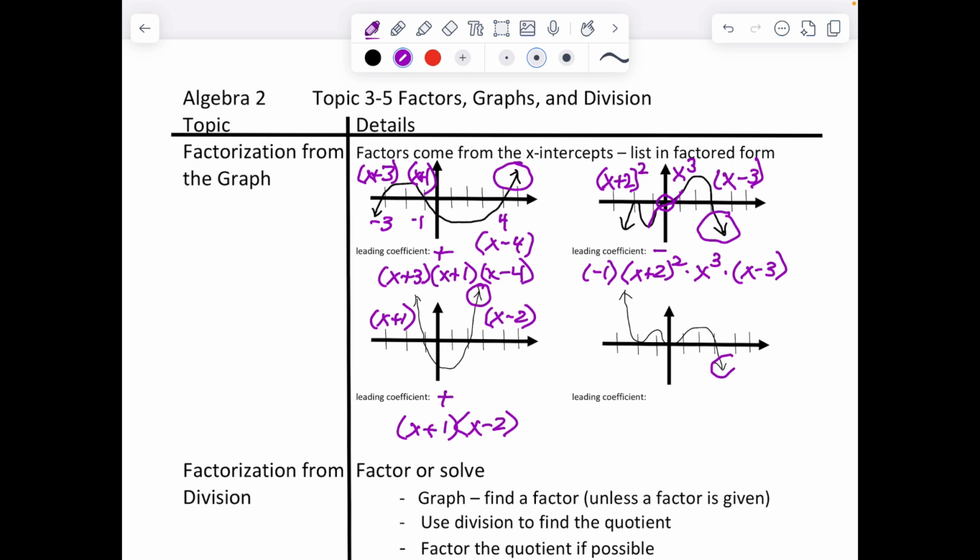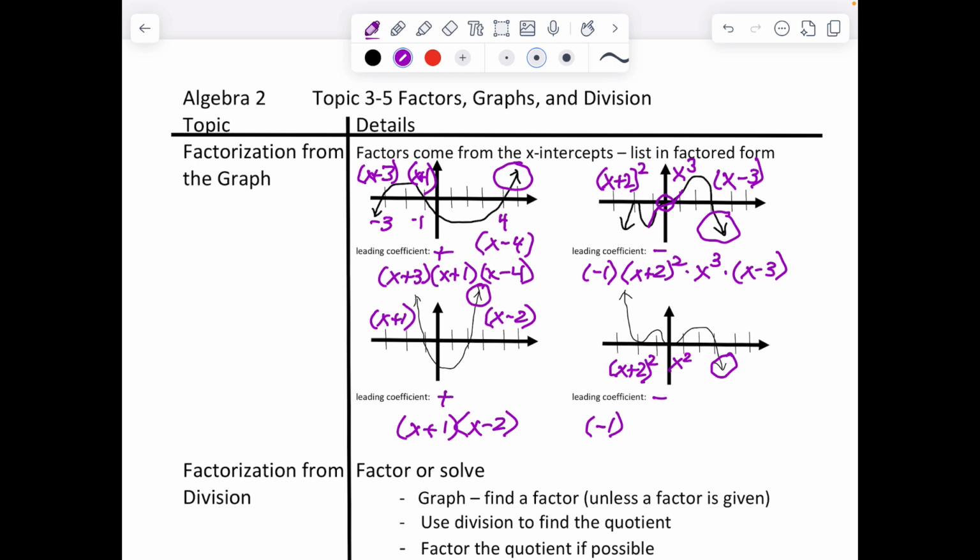Since it ends down, that's going to be a negative leading coefficient. So I'll immediately write a -1 as part of my factorization to have it start with the negative. And then it starts here at -2. And so that's going to be an x plus 2, and it's going to be squared because it bounces there. This next one, notice it bounces at x also, so that's going to be an x squared.